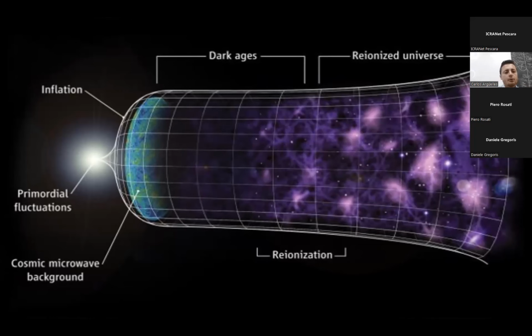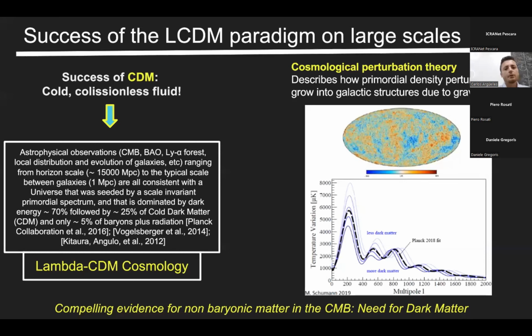So let's start with the success of the lambda dark matter paradigm. This paradigm tells us that astrophysical observations, including the CMB, the BAO, Lyman alpha forest, and the local distribution of galaxies, ranging from horizon scales to typical scale between galaxies, are all consistent with a scale invariant primordial spectrum, dominated, as you know, roughly by 70% of energy, 20% of matter, and roughly 5% of baryons plus radiation.